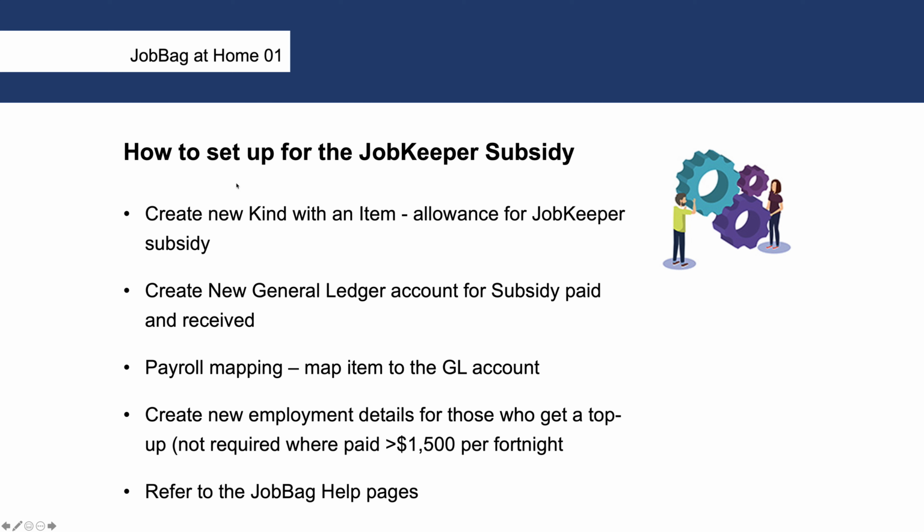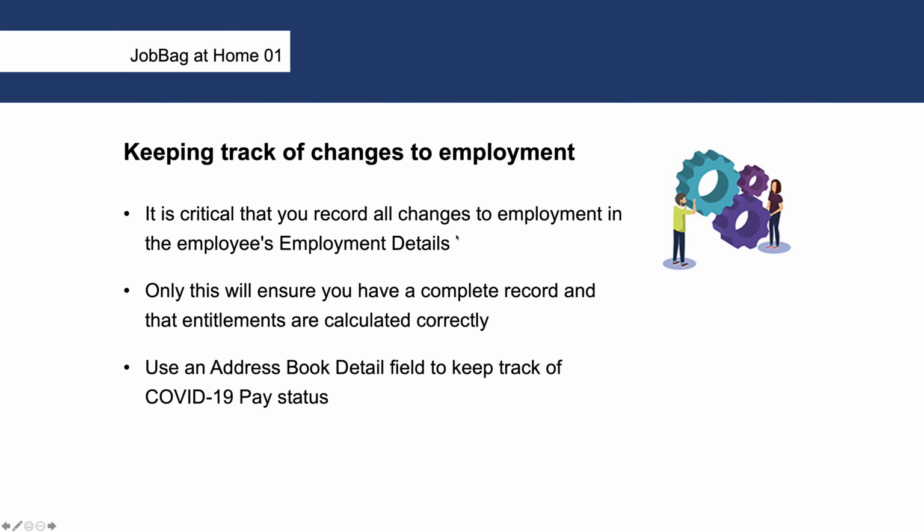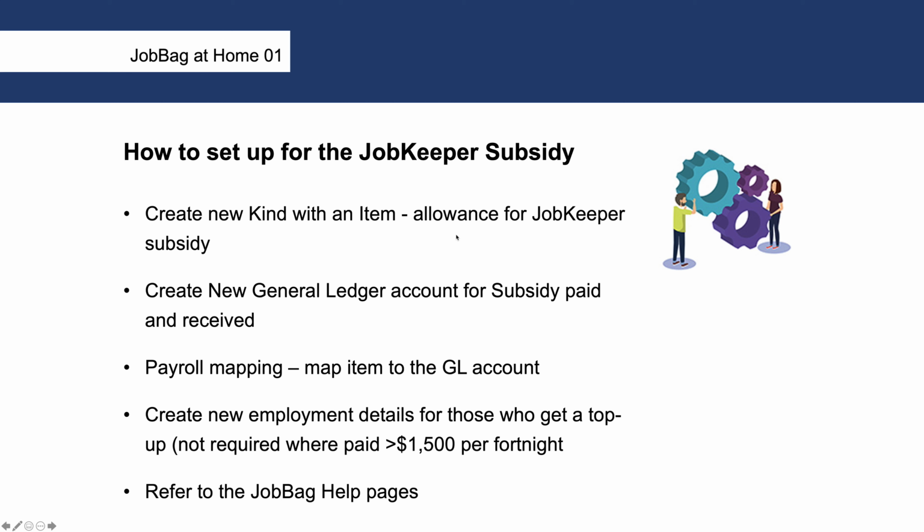So the first thing is, how do you set up for the JobKeeper? Basically, you're going to need to have a new kind and a new item, being the allowance for the JobKeeper Subsidy, and it is an allowance. It needs to be reported as an allowance on the person's pay slip, and also at the end of the year when all the details are uploaded to the ATO for inclusion in their tax return. The JobKeeper Subsidy needs to be reflected as an allowance.